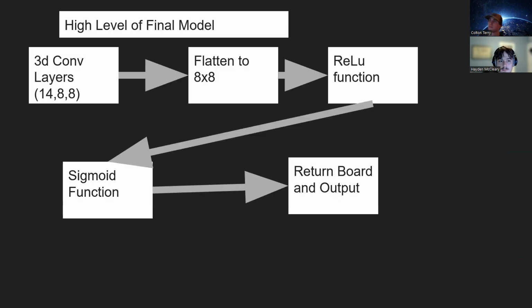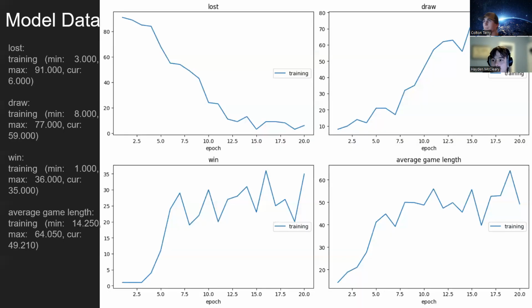Then here's the high level of our final model. We have a 3D convolutional layer. We have 14 8x8 matrices, within which there are layers like pawn, rook, bishop, all those, for white and black, and then we also have a matrix of the potential legal moves that we can make. Then we flatten, apply a ReLU function, a sigmoid function, and then return the board and output to the screen.